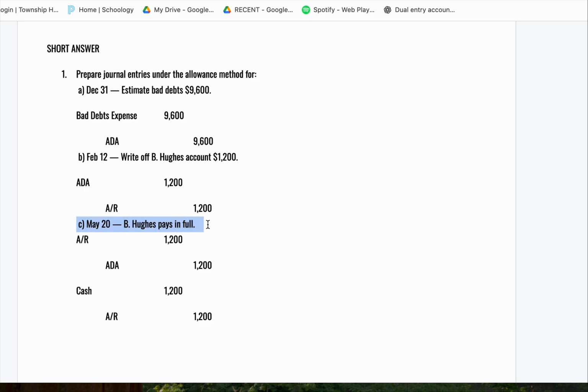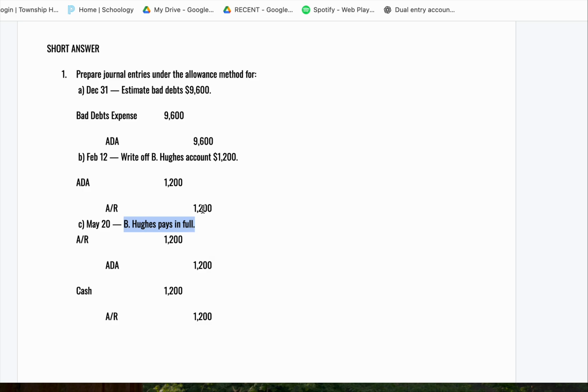This is when someone pays us after we had written them off. So on February 12th, we are made aware that B. Hughes is not going to pay their $1,200. Then a few months later, that changes and that company does pay in full.